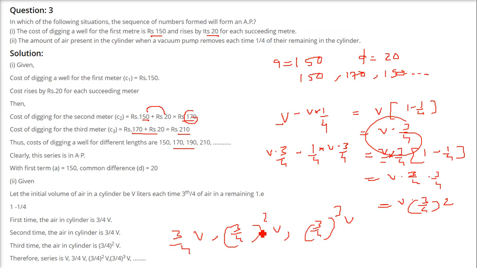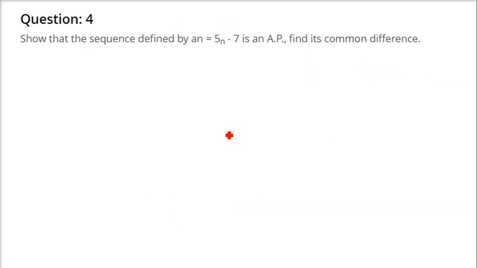So this is not an AP, because if you subtract these terms, you are not going to get the same value. But this is in GP. If you divide this by this and this by this, you are going to get 3/4 as the common ratio. This is not in AP, but it is in GP, geometric progression.